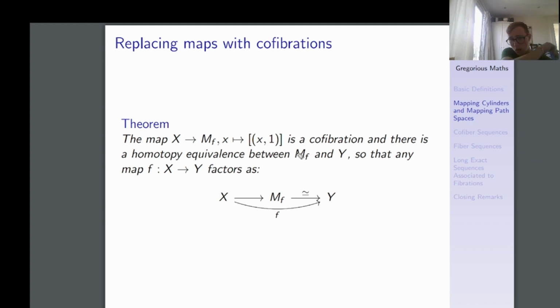Now, this map is a cofibration. I won't show that, unfortunately, but yes, it is a cofibration. And we have that our mapping cylinder is homotopy equivalent to y. So, similarly to before, any map can factor as a cofibration followed by a homotopy equivalence.